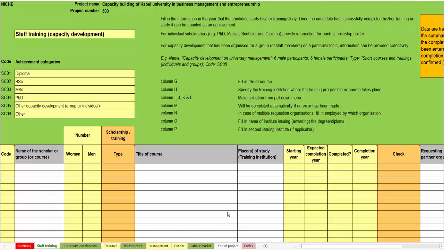For SC05, which is non-degree training for groups or individuals, write down the name of the individual scholar or target group. For example, a course on laboratory maintenance will target laboratory technicians. But Hélène, what is a course? Is that a workshop or a session on financial management or a study visit to the Netherlands to look at the dikes? No, a course is a training unit for a specific target group.